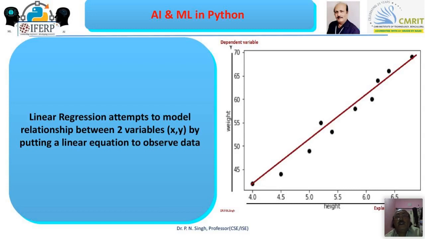Sometimes the data is not matching, but we will have to draw a line, and the line will not veer up and down. We will have to compute that taking into consideration all those dependent variables. In which way the height is there, in which way the weight is there, and for 6 feet height, what is the weight?